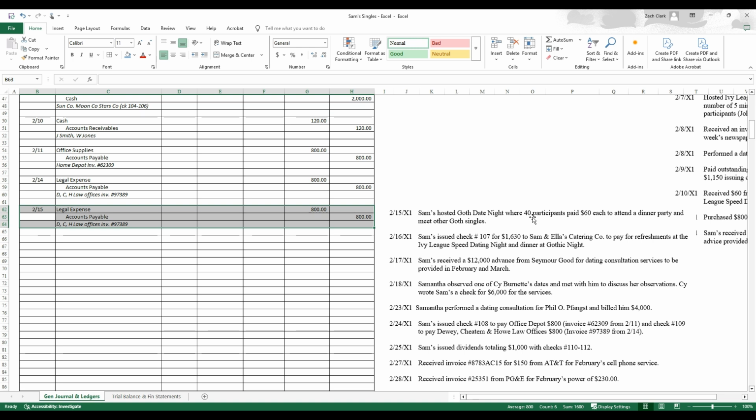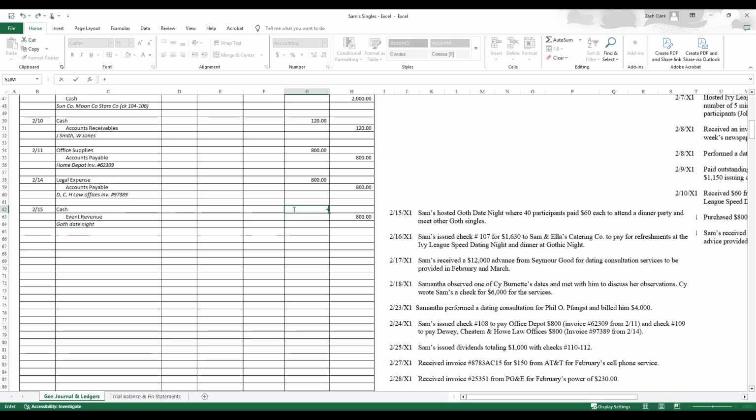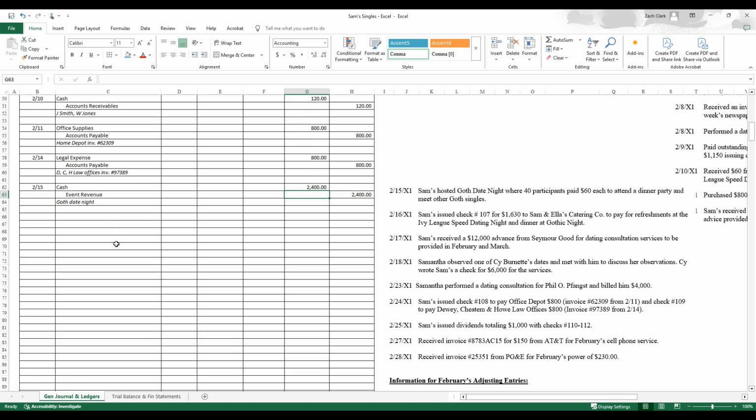we hosted Goth Date Night where 40 participants paid $60 each to attend a dinner and meet other Goth singles. Okay, cool. Okay, and they all paid us in cash because it doesn't say anybody owed us. So we have total cash. Event revenue. This was Goth Night, Goth Date Night. And the total amount we earned was 60 times 40, so $2,400. And cool.